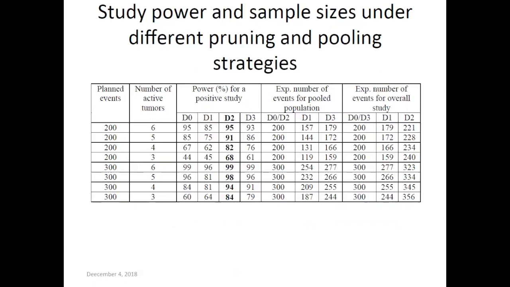And what I want you to focus on is the very left-hand column, there's 200 and 300 patient examples. In the next column, there's a number of active tumors, and then go right to the bolded column, which is the power for a positive study. If you use the sample size readjustment strategy, which we recommend, which is the most aggressive one, which is to say you add the patients back so that the pooled analysis has the original planned sample size, even though you may have pruned several arms.